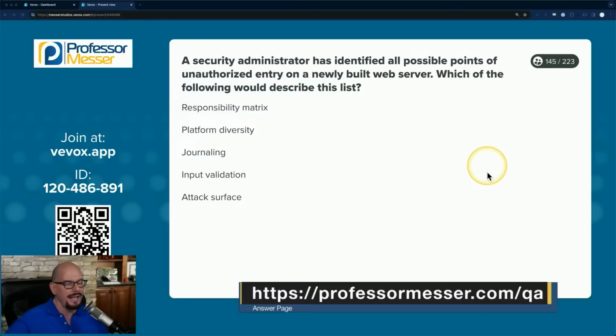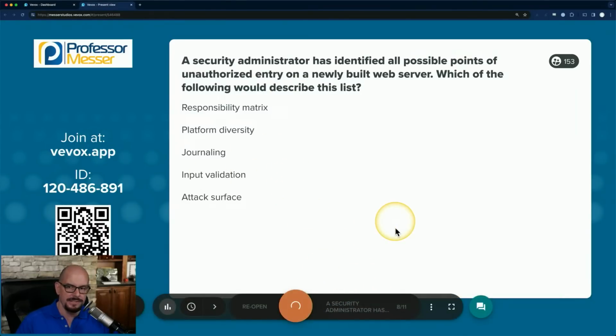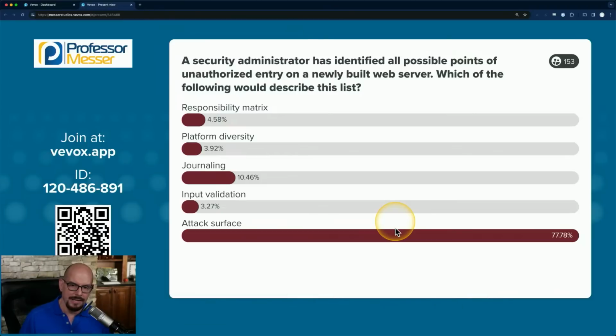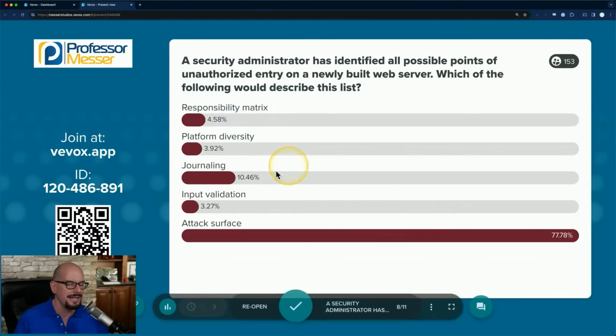A security administrator has identified all possible points of unauthorized entry on a newly built web server. Which of the following would describe this list? Is it a responsibility matrix, platform diversity, journaling, input validation, or an attack surface? Let's see how you answered this one. The answer, 77% of you, a very strong number, say attack surface. 10% say journaling. And then you've got single digits for responsibility matrix, platform diversity, and input validation, with less than 5% for those last three.